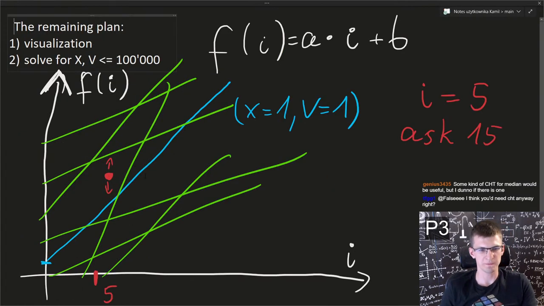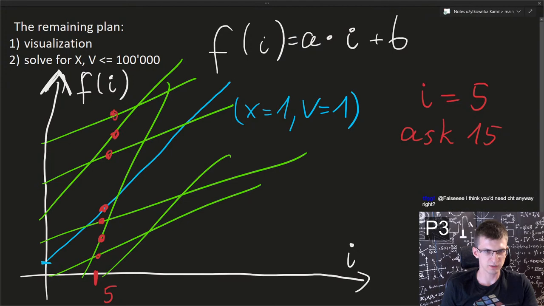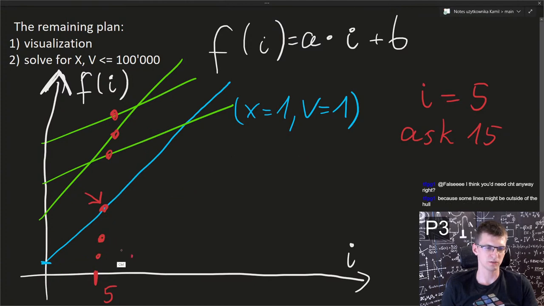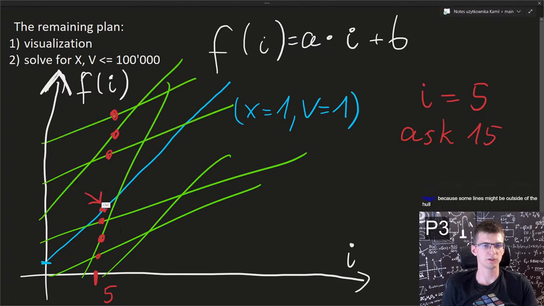What we did is, given i, we computed values for every linear function that still remains, and we got the median out of them, in this case, this guy. And we asked there, so that we could either remove those, or we can remove those. Great, not useful.